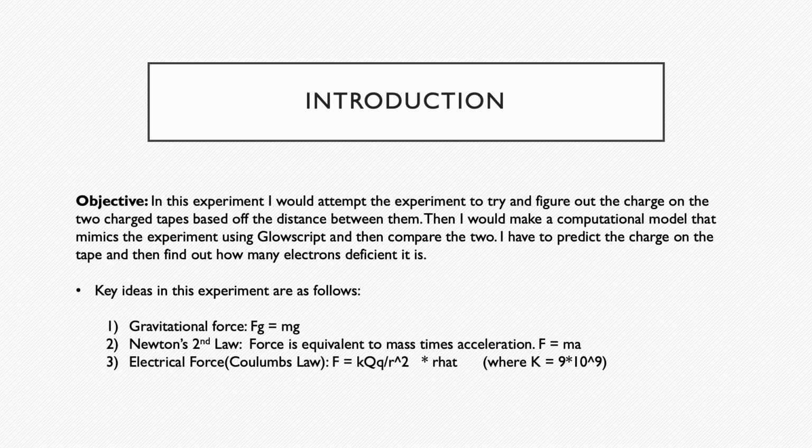Some of the key ideas in this experiment are as follows. The gravitational force, F is equal to mass times the gravitational constant. Newton's second law, force is equivalent to mass times acceleration, F equals ma. And electrical force, F is equal to kq1q2 upon r squared, times r hat, where k is equal to 9 times 10 to the power 9.